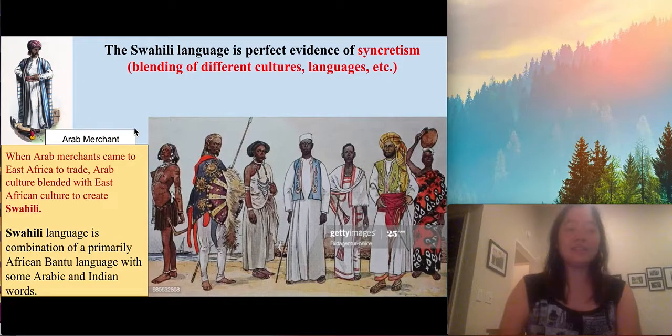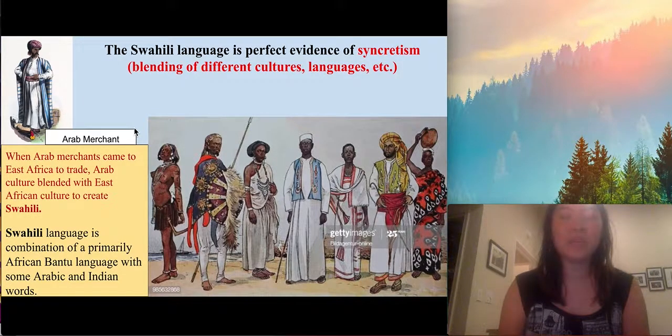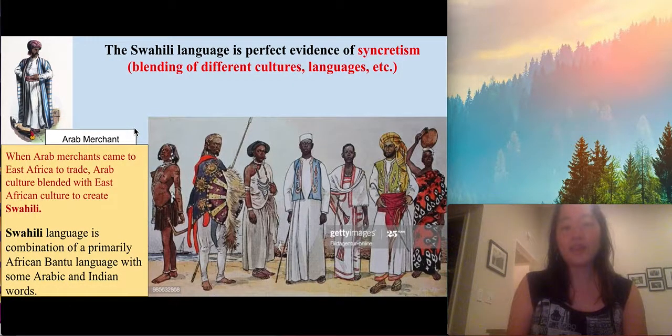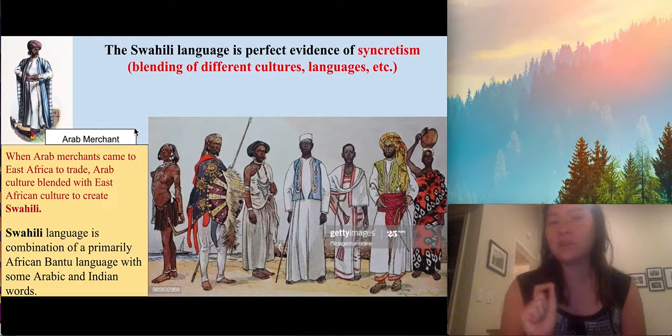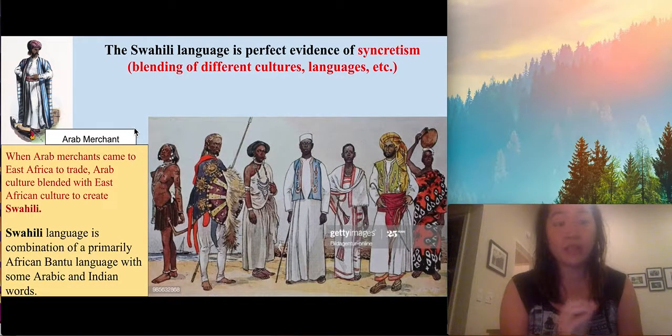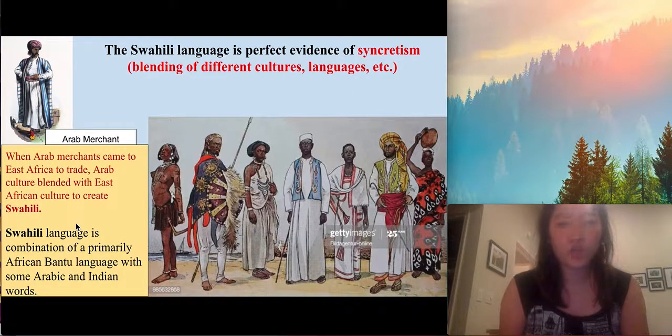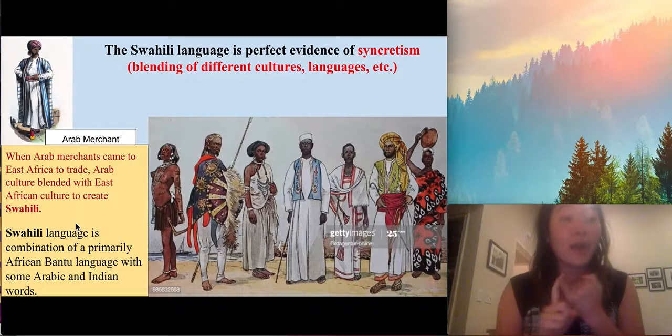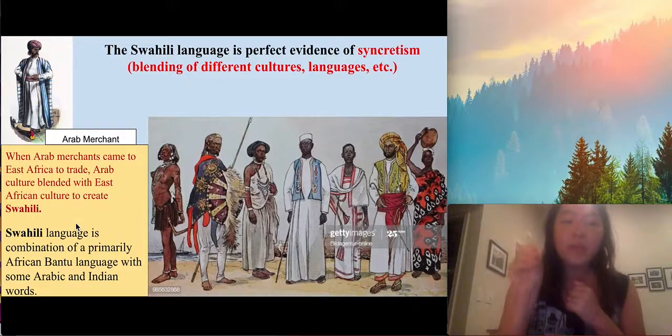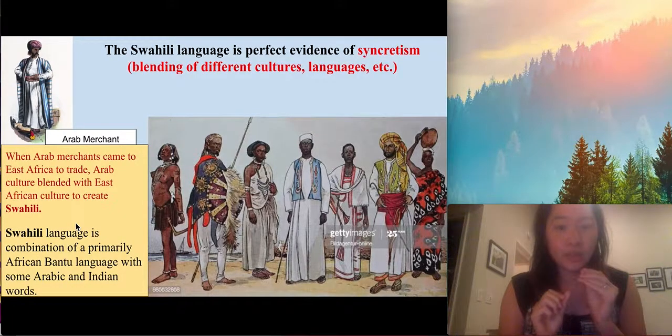Okay, the last thing I would like to talk with you about is the Swahili language. The Swahili language is perfect evidence of syncretism, or blending of different cultures and languages. So when Arab merchants came to East Africa to trade, Arab culture blended with East African culture to create Swahili. The Swahili language is a combination of a primarily African Bantu language with some Arabic and some Indian words.